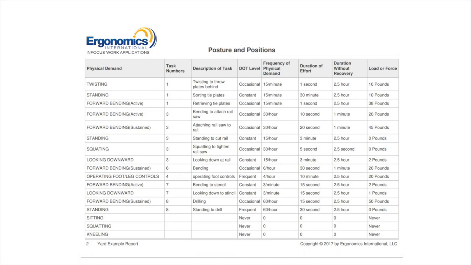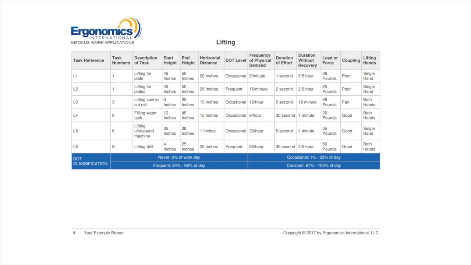Occasional, frequent, constant is automatically calculated with your duration and frequency. And then I have duration without recovery. I think that's one of the most important things that isn't captured, the endurance component. How long does this person have to use their arm? How long do they have to reach without a break? Because that tells the therapist and the physician the endurance component they're going to need.